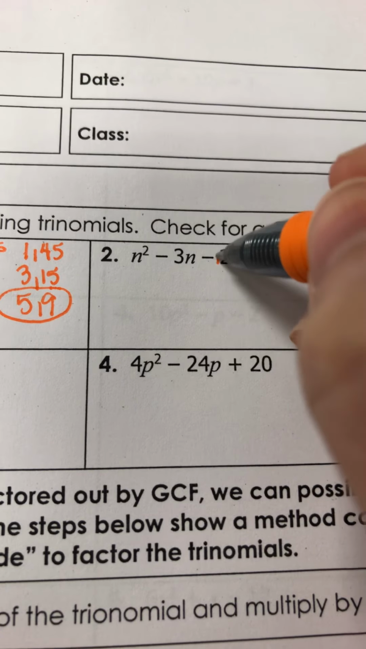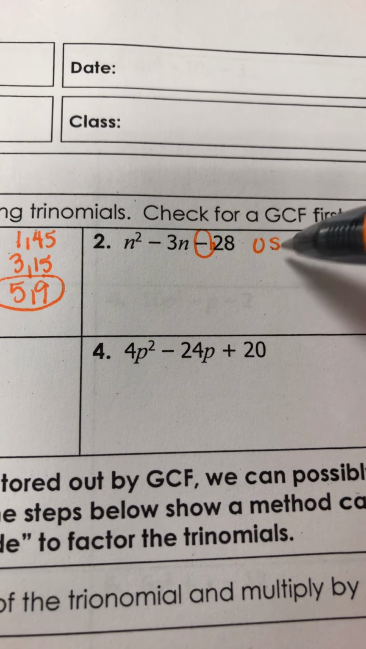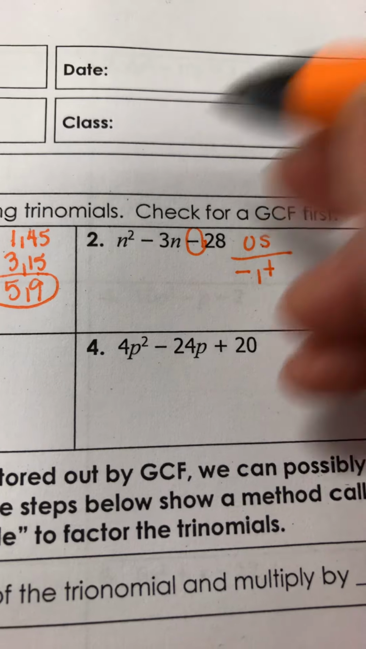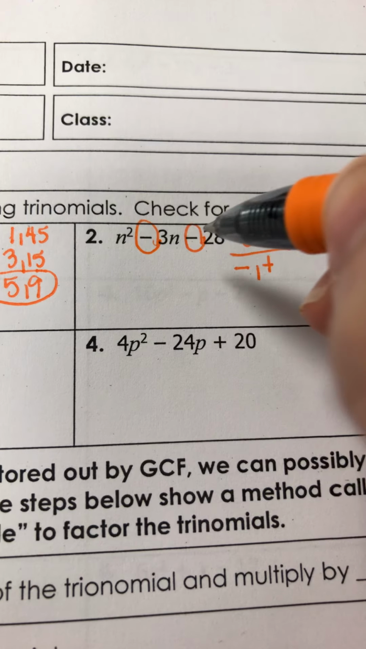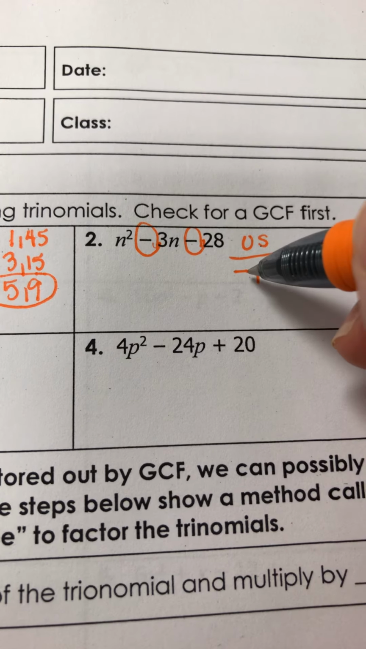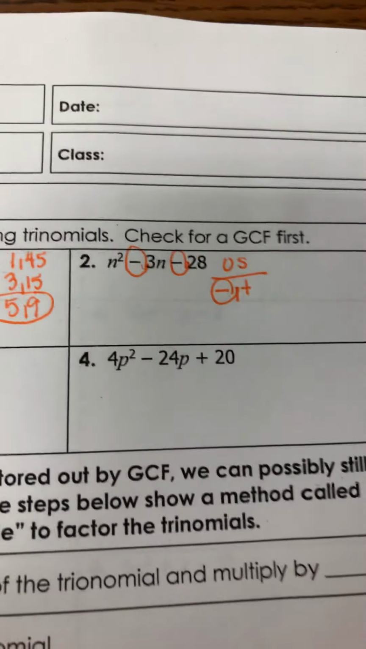Now on number 2, my C term is negative, so that tells me I need opposite signs. That means I need 1 negative and 1 positive. My middle term tells me what my biggest factor should be. So since my middle term is negative, my biggest factor should be negative.